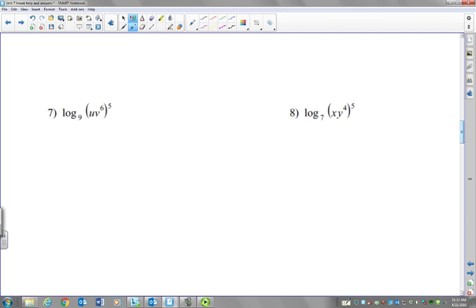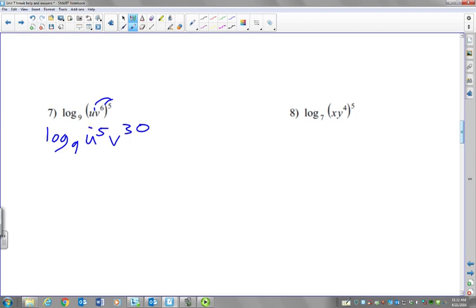So number 7 and 8, I don't think I taught this in class, but I highly recommend you just multiply that exponent through first, and then you could do it. So for example, log base 9, so this is actually u to the first power, and so why don't we just distribute that 5 through, so exponent to an exponent means to multiply, so this is going to be log base 9, and then it's going to be u, 1 times 5 is u to the 5th power. And then v to the 6 times 5 is the 30th power. There we go.